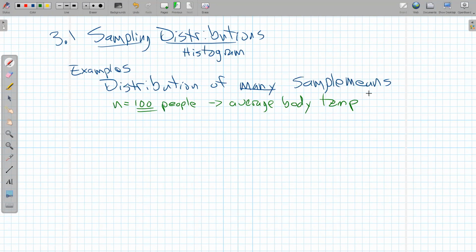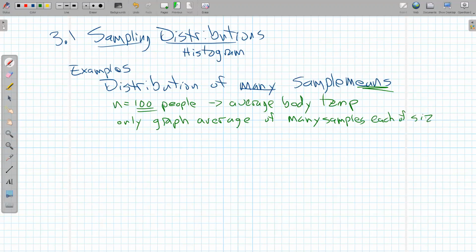So we only graph the averages. Only graph the average of many samples, each of size 100. And if I did that, that would be a sampling distribution.